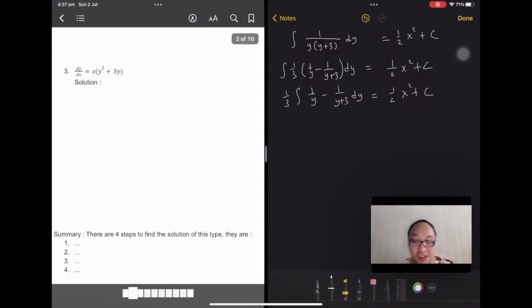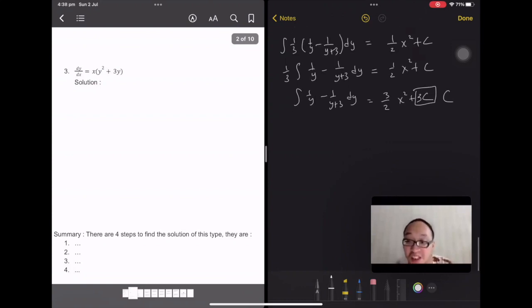To make it simple, I can just multiply by 3, giving 3 over 2 x squared plus c. Yeah, 3c and c are the same because c is the arbitrary constant. If you put 3c, the 3c can be written as c. So it's okay, just make it another c.